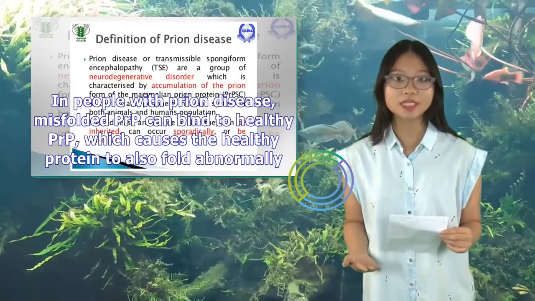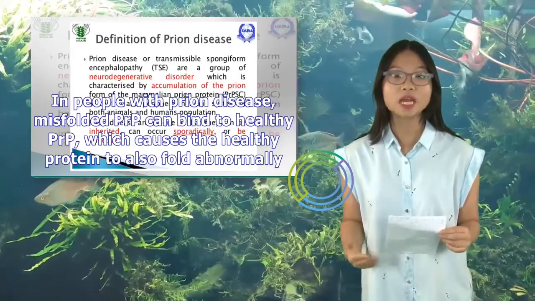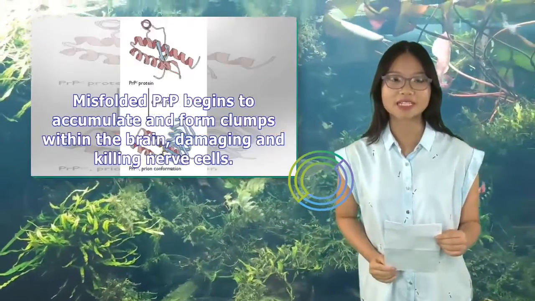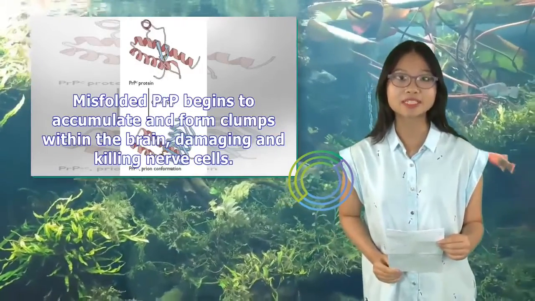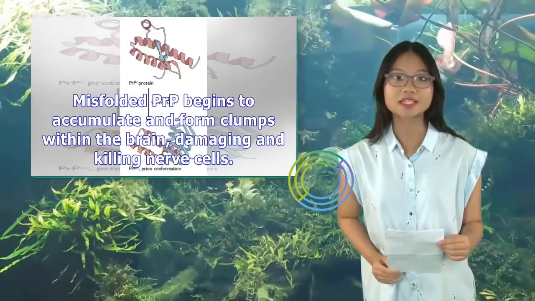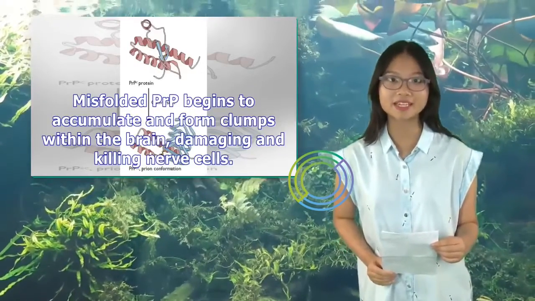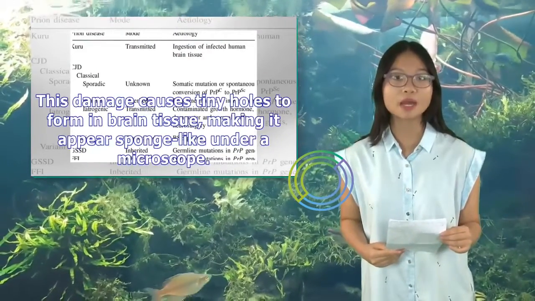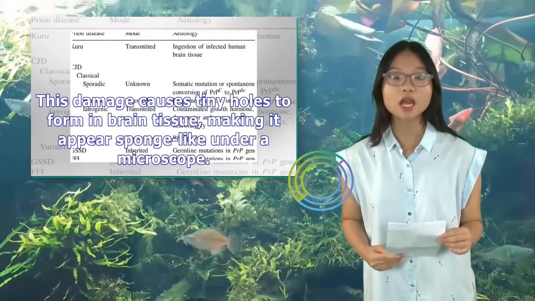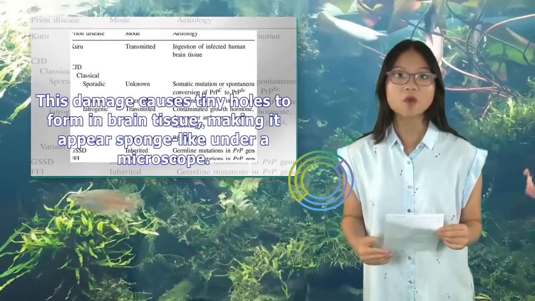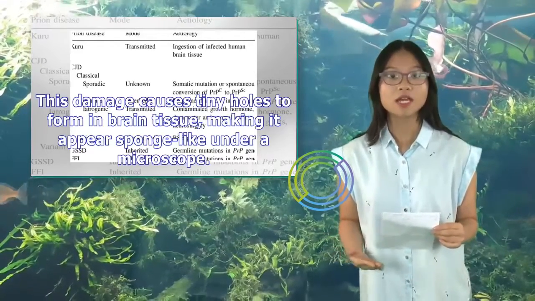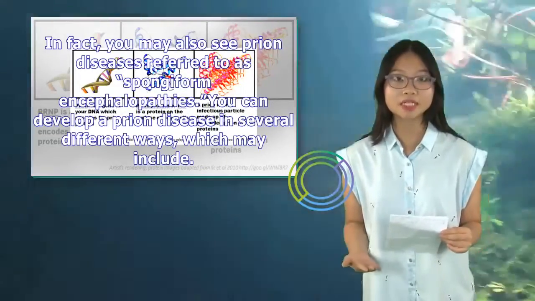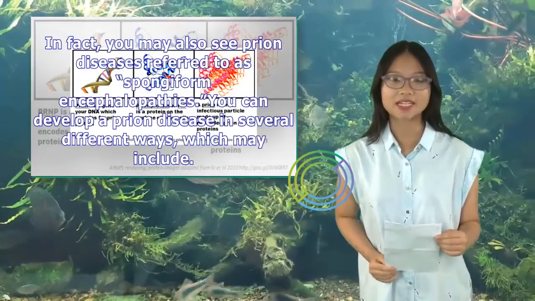In people with prion disease, misfolded PrP can bind to healthy PrP, which causes the healthy protein to also fold abnormally. Misfolded PrP begins to accumulate and form clumps within the brain, damaging and killing nerve cells. This damage causes tiny holes to form in brain tissue, making it appear sponge-like under a microscope. In fact, you may also see prion diseases referred to as spongiform encephalopathies.